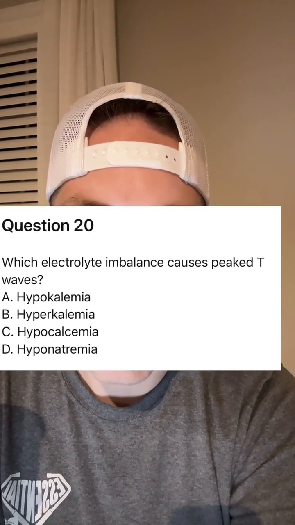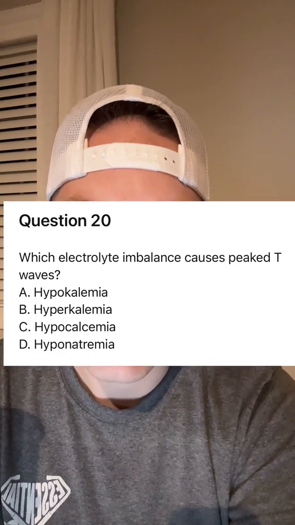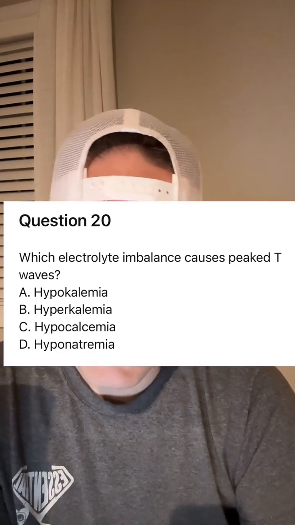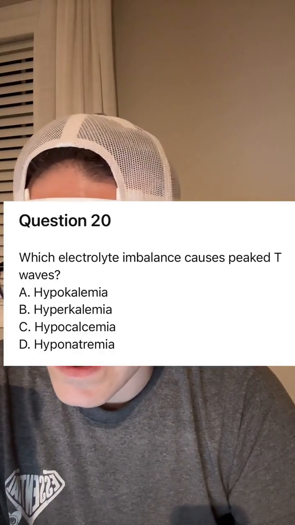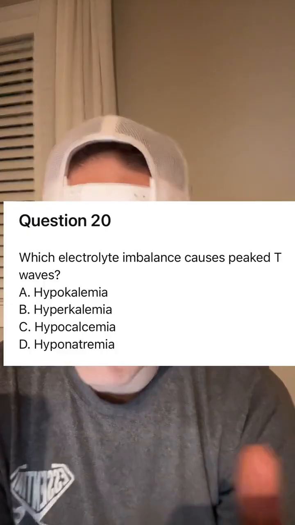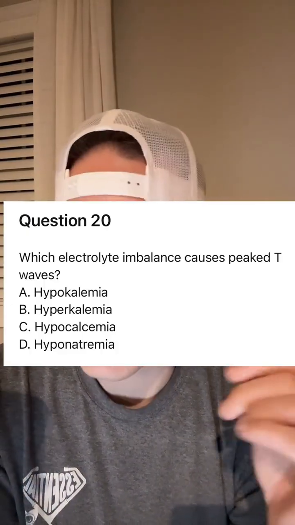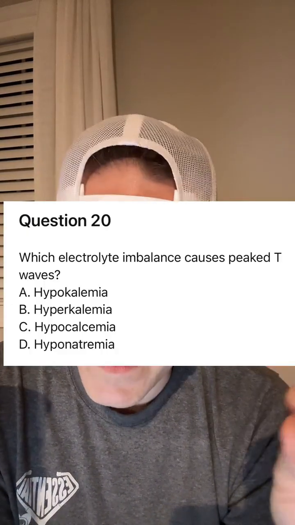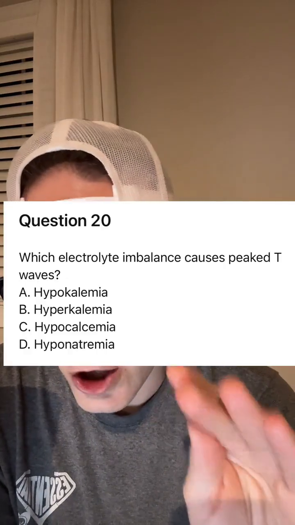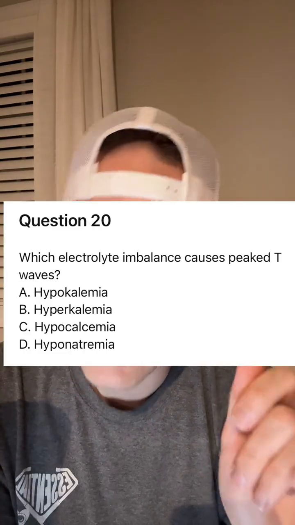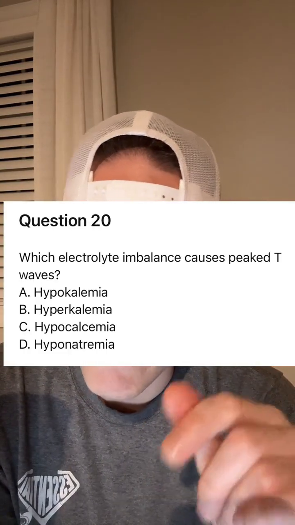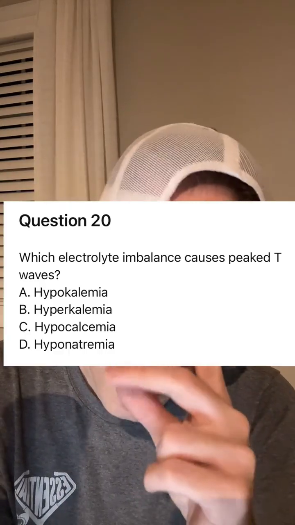Which electrolyte imbalance causes peaked T waves? I'm seeing B, hyperkalemia. Yep, 100% hyperkalemia, that's high potassium. Hyperkalemia affects the cardiac muscle conduction, causing tall peaked T waves, widened QRS complexes, and puts that patient at risk for fatal arrhythmias.